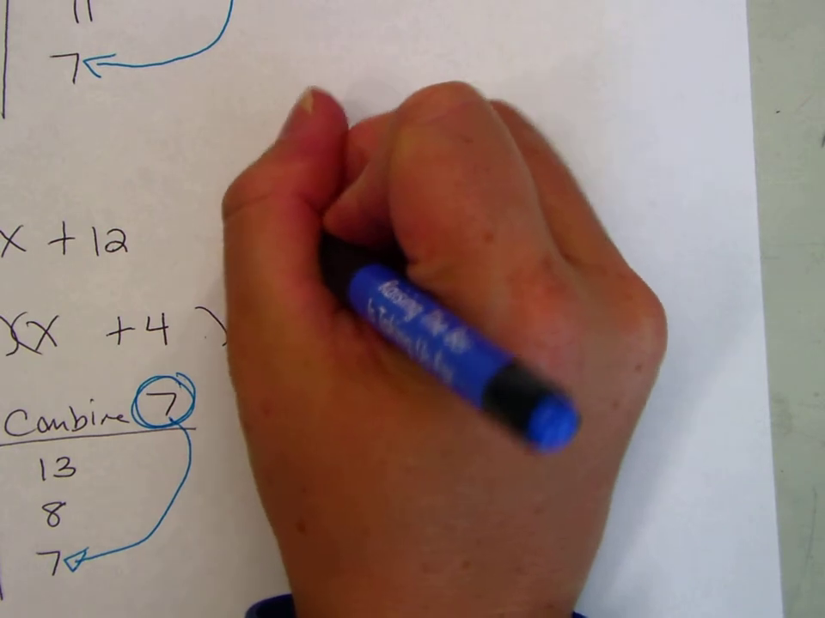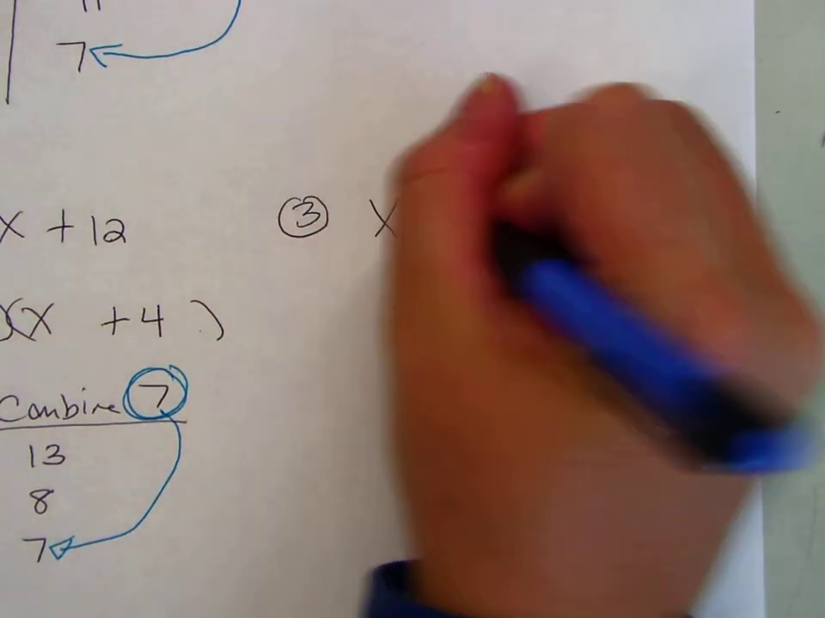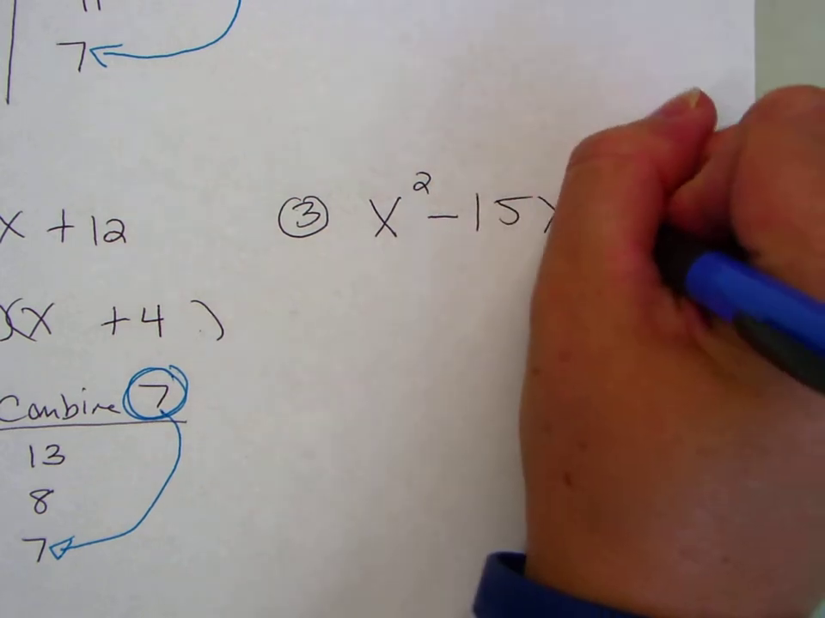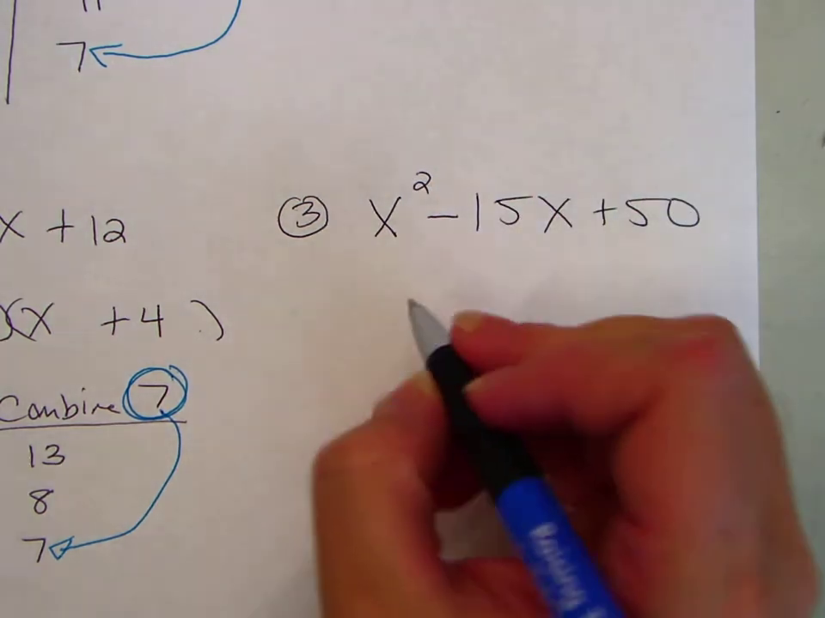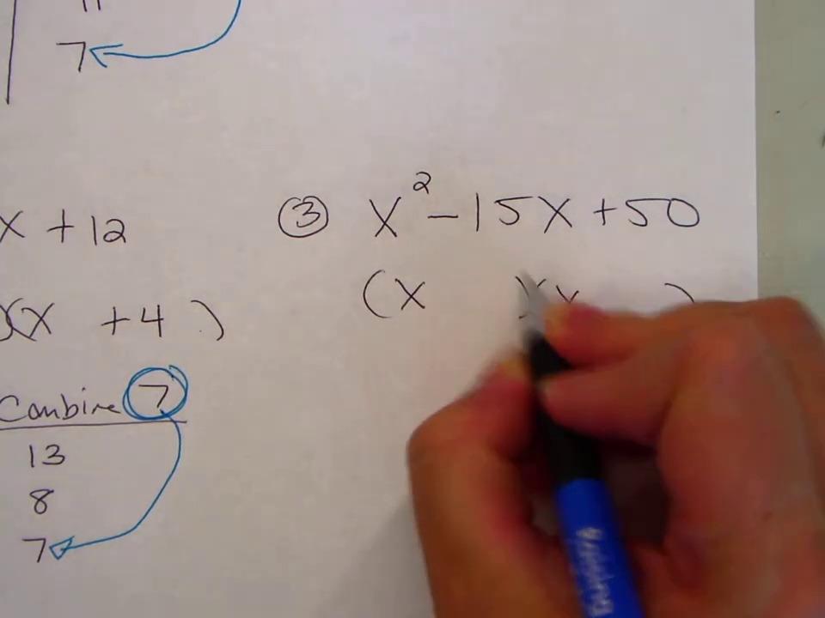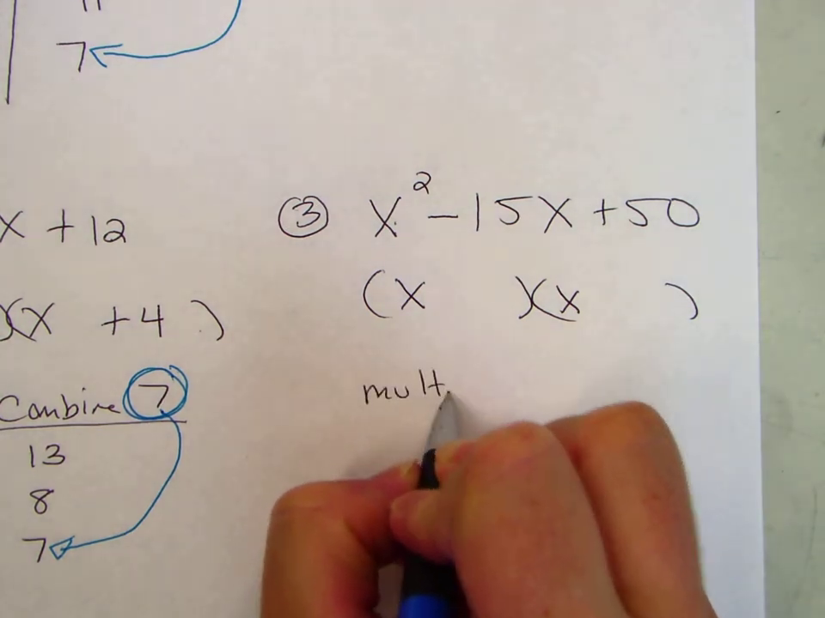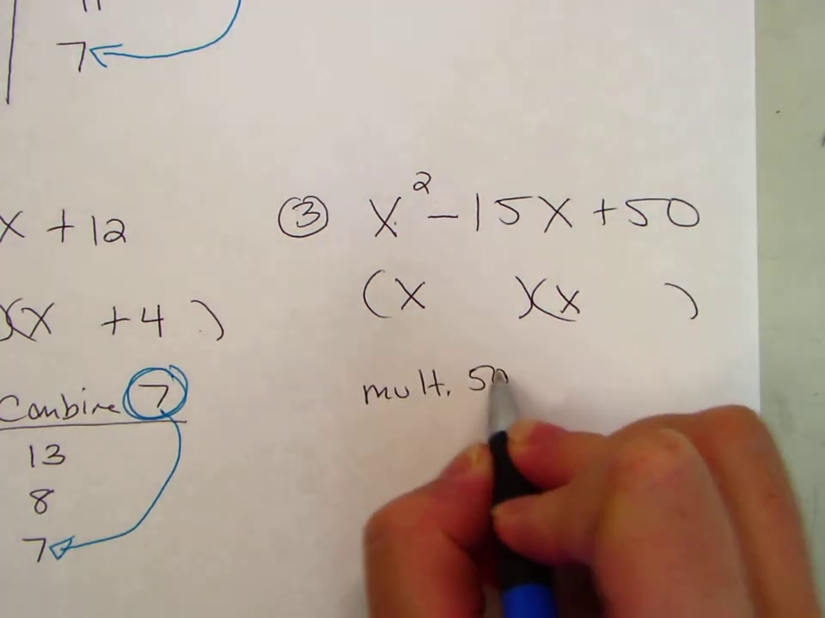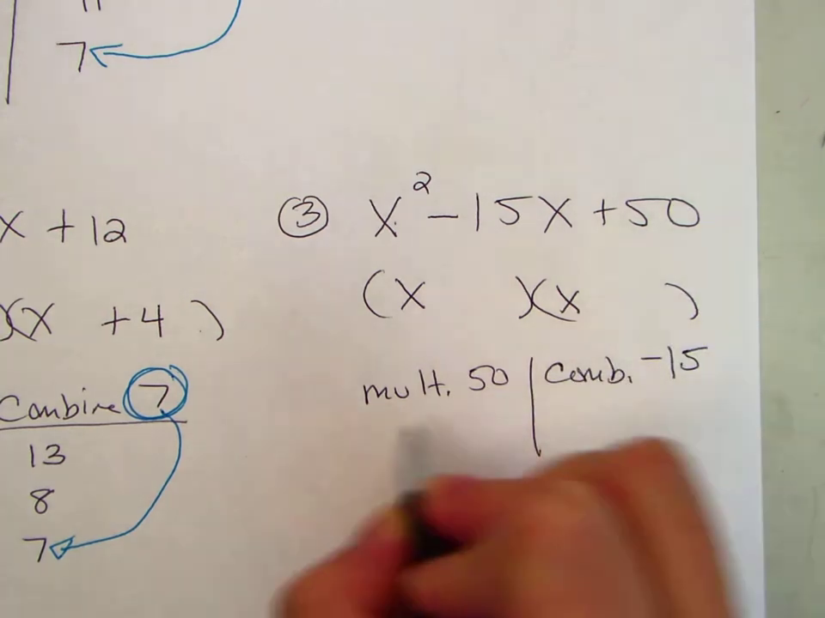Next one's a little harder. Number 3. X squared minus 15x plus 50. Now I threw a negative in there, so this one's a little harder. Again, x times x is x squared. We're looking for two numbers that multiply to 50 and combine to negative 15.